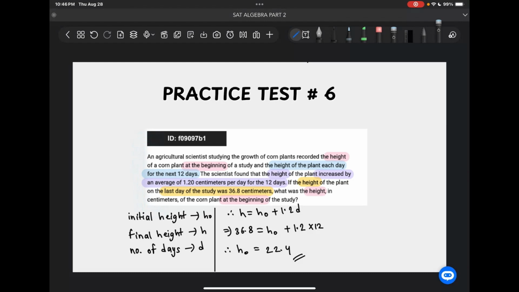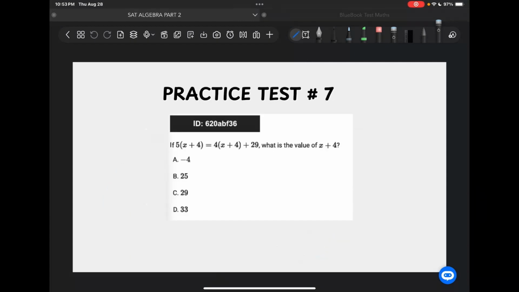So in this case, I have plucked out this information from this paragraph, and when I was solving it, it was pretty easy. Okay, so you guys can remember that. Now list 7. So please try it, and then we're gonna go over it.